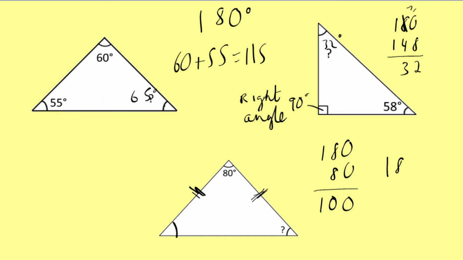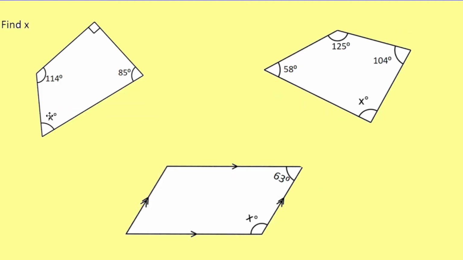So 180, 100 divided by 2, which is going to give us 50. So each of these angles is 50 degrees. Okay, so angles in a quadrilateral, so a four-sided shape, a quadrilateral. I wonder what number we think that's going to come out of. So 360. So a four-sided shape, all the interior angles add up to 360.